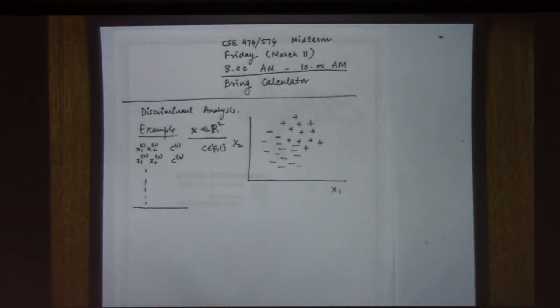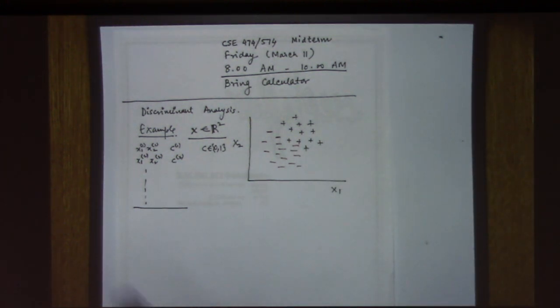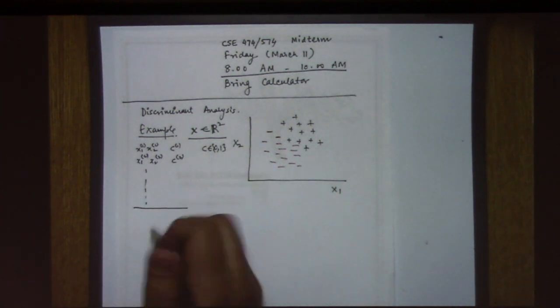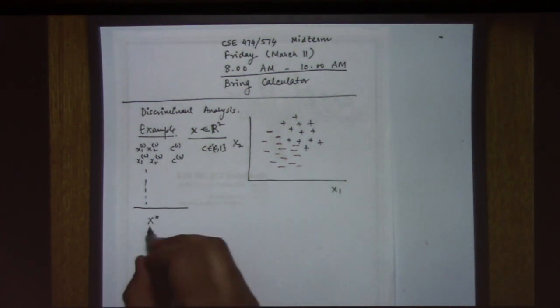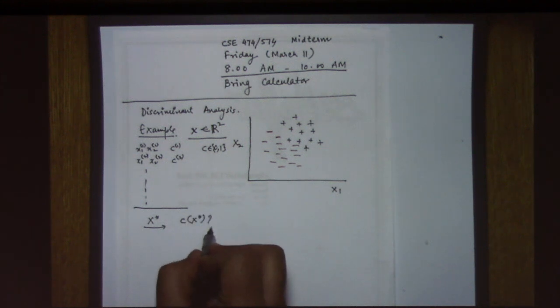Now you want to learn from this. I guess you can't see the color. Okay, that's fine. You want to learn from this so that when I give you a new example, x star, I want you to tell me what C of x star is going to be, which is the label.